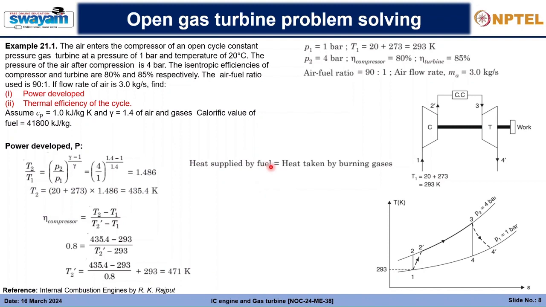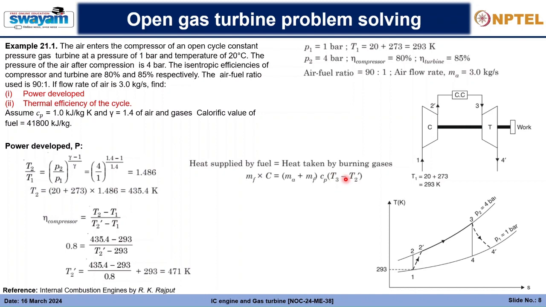Next, the heat supplied by fuel is equal to the heat taken by the burning gases, that we know. So the heat supplied by the fuel will be equal to mf into the calorific value of the fuel, and the heat taken by the burning gases. The burning gases means the air as well as the fuel that has entered, so (ma plus mf) into the cp, that is the specific heat of the combined gas, into the temperature difference. The temperature difference is from T2 dash to T3, so it becomes T3 minus T2 dash.